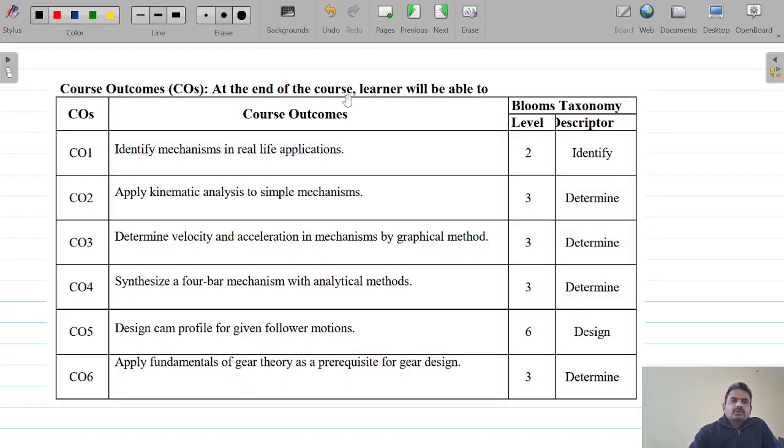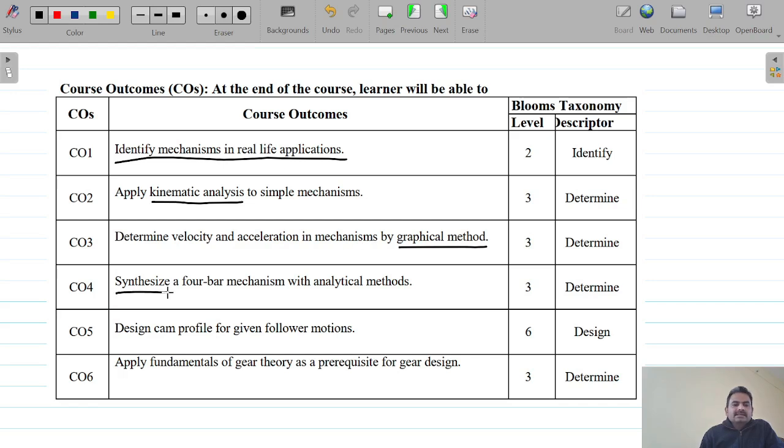So let's see the course outcomes of our subject. After completion of this course, the learner will be able to identify mechanisms in real life applications. That means we can identify which kind of mechanism it is, or which basic mechanism is working under a particular machine. Then we can apply kinematic analysis to simple mechanisms. That means we can find out the velocities and accelerations of those mechanisms. We can also determine velocity and acceleration by using the graphical method.